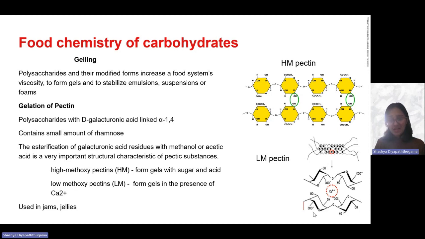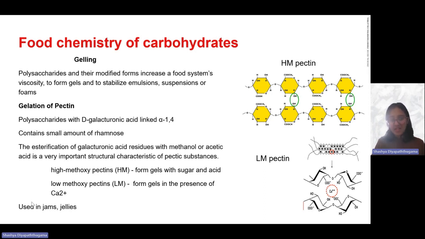Low methoxypectin, as you can see in the diagram below, forms gels, but only in the presence of calcium ions. So pectin forms these interactions with the calcium, and it forms a structure like this. So then it forms a gel. Gel means we have this sugar thickened, and it holds water inside. It forms a three-dimensional structure, which is not really flowing.